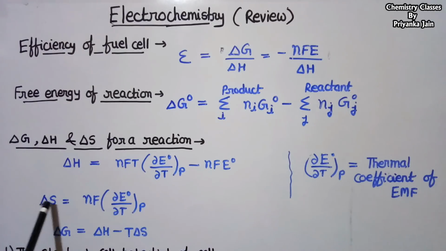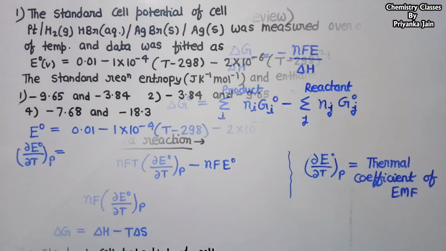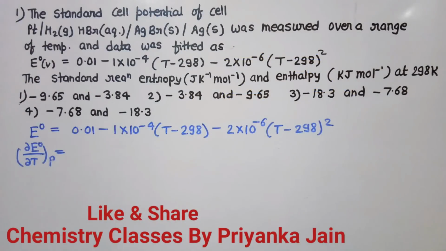Then if we want to find the entropy change, it is given by nF times del E naught upon del T at constant pressure. If we know the values of del H and del S, then we can calculate del G by the formula del G is equal to del H minus T del S. In June 2018, a question was asked based on this formula.